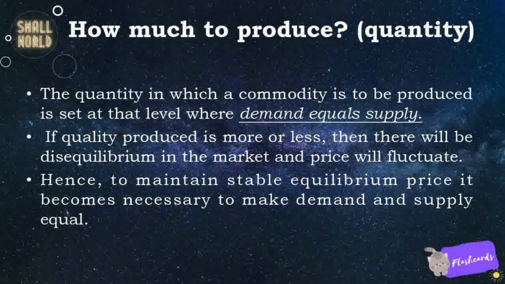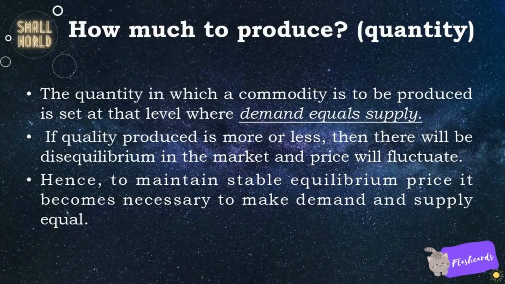How much to produce? Quantity. The quantity in which a commodity is to be produced is set at that level where demand equals supply. If quantity produced is more or less, then there will be disequilibrium in the market and price will fluctuate. Hence, to maintain a stable equilibrium price, it becomes necessary to make demand and supply equal.